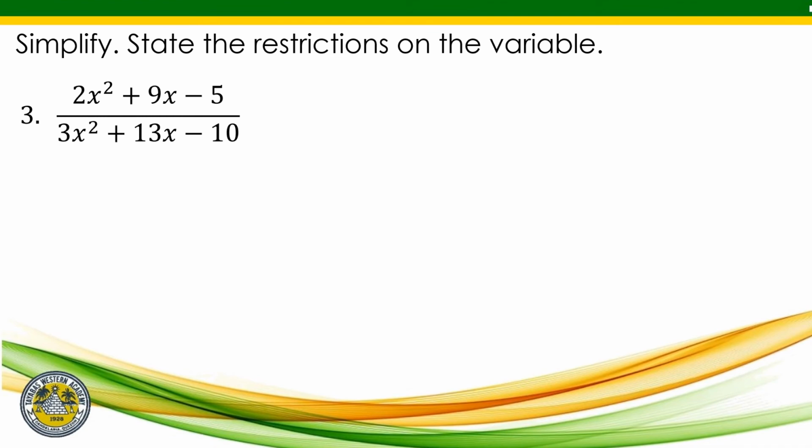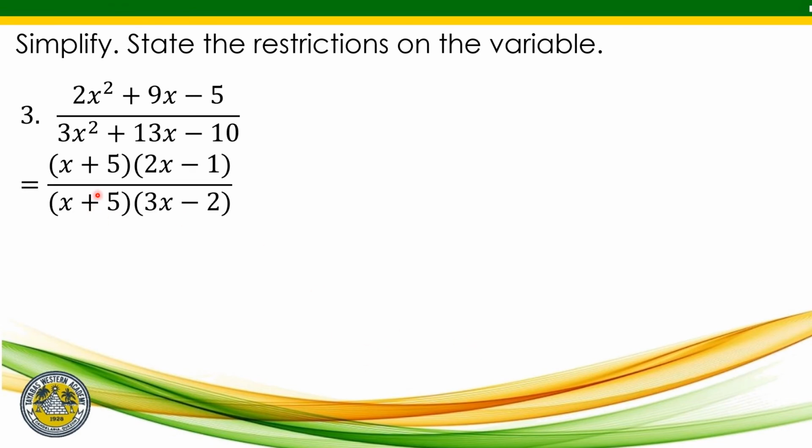Okay, example number 3. So, yung solution ng example number 3 ay nasa page 145 ng inyong libro. So, we have 2x squared plus 9x minus 5 over 3x squared plus 13x minus 10. So, balikan lang natin or panoodin nyo ulit kung paano, kung nakalimutan nyo na yung pag-factor ng trinomial. Balikan nyo yung ating previous video sa FB group. So, yun yung ating gagawin dito sa numerator and the denominator.